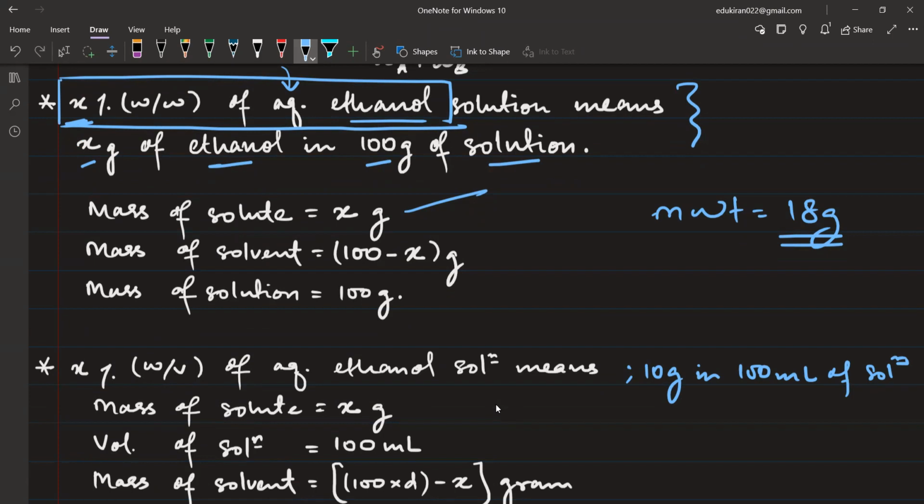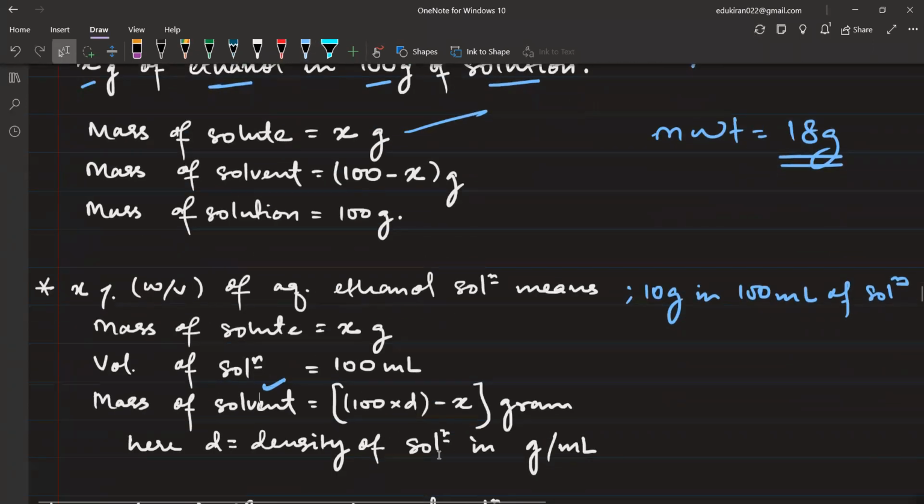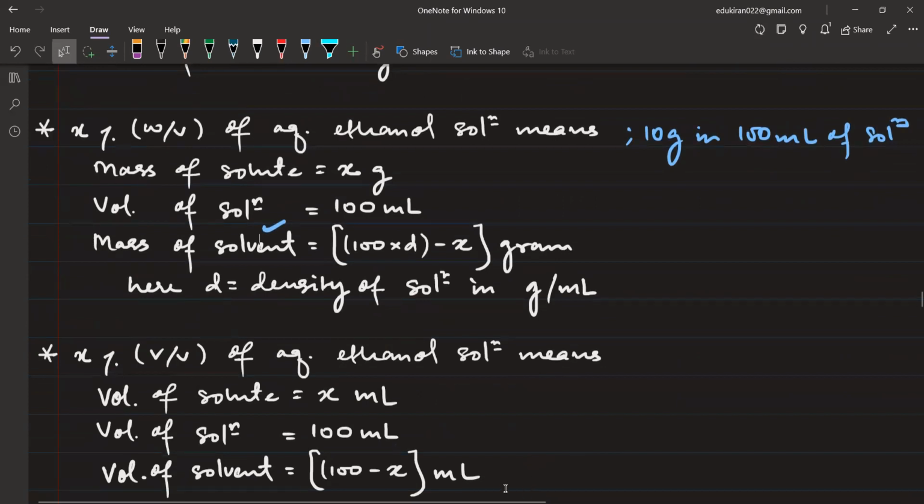And what will be the mass of solvent? Mass of solution will be 100 ml, this is the volume, into its density. That is going to give you the mass. Mass of solution minus the mass of solute is going to give you the mass of solvent. Now here D is equal to density of solution in grams per ml. If you want to write, please write this down. If you are done, then I can move forward. If you have not written, please let me know.